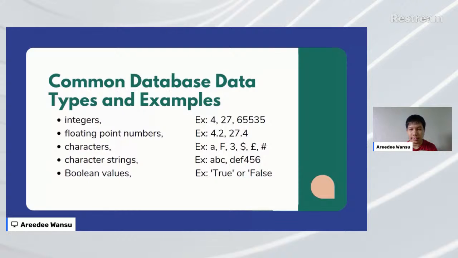Next is character string. A character string is used to represent text. It is composed of a set of characters that can have spaces and numbers. Strings are enclosed in quotation marks to identify the data as a string and not a variable name nor a number. For example, ABC, DF. Next is Boolean values. It is used for creating true or false statements. For example, here is true or false.